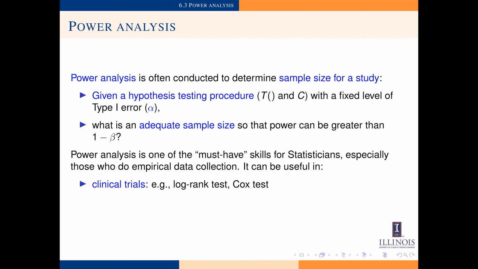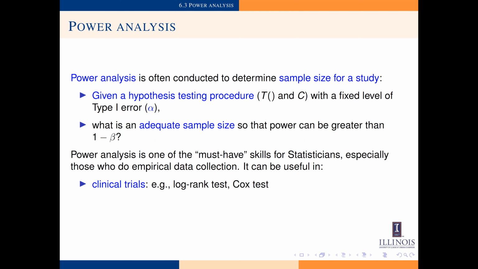Power analysis can be useful particularly for a few things. The first is clinical trials. In this case, for example, we want to study the effectiveness of a new treatment or of a new COVID vaccine. We want to do clinical trials where, after collecting the data, we would like to perform all sorts of tests, such as the log rank test and the Cox proportional hazards test, which are very commonly used in biostatistics.